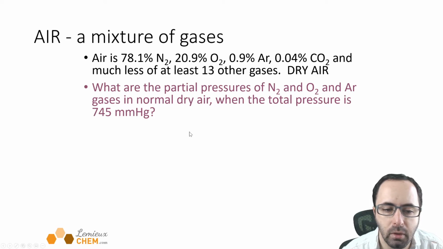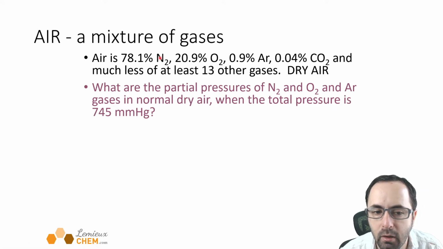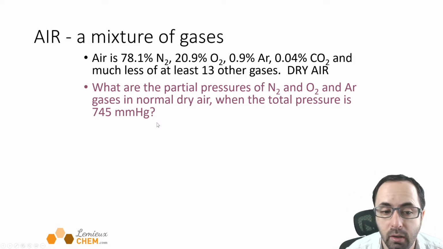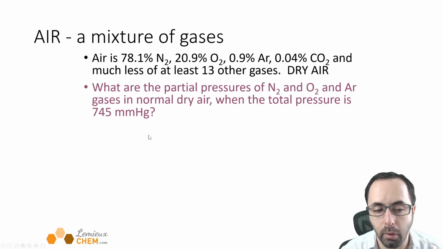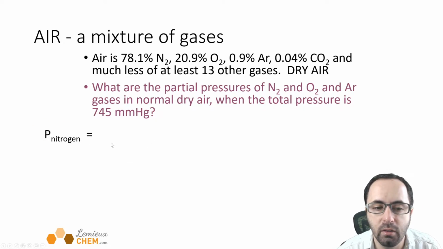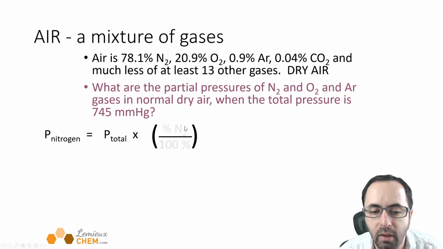Okay, so we're going to do this for nitrogen to start. We take the total pressure and we multiply by the fraction of the molecules that are nitrogen, and then we'll get the part of the pressure that is due to just nitrogen, or the partial pressure of nitrogen as it's called. So the partial pressure of the nitrogen, N2, is going to be the total pressure times the percent of N2, and then turned into a decimal by dividing by 100%.